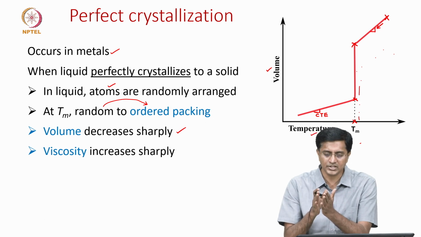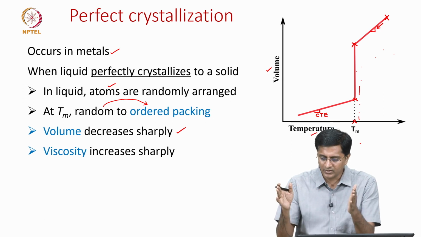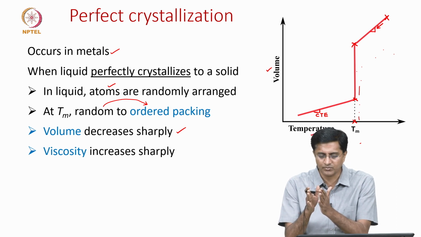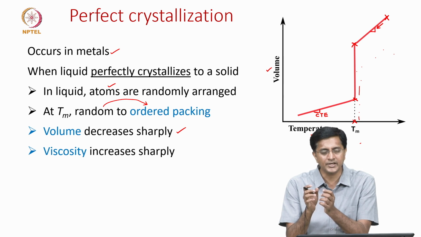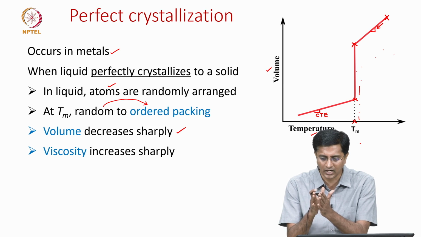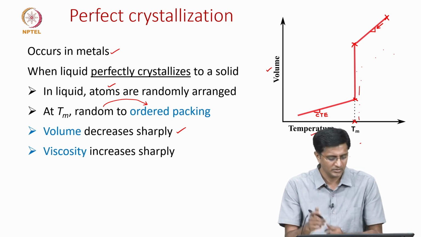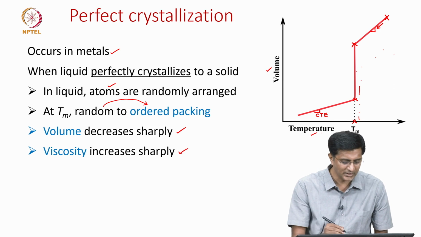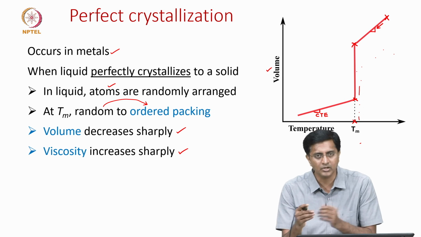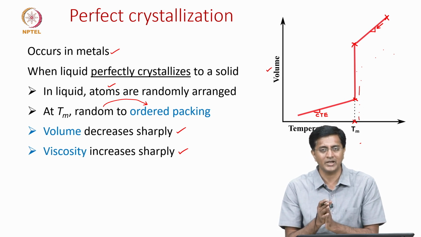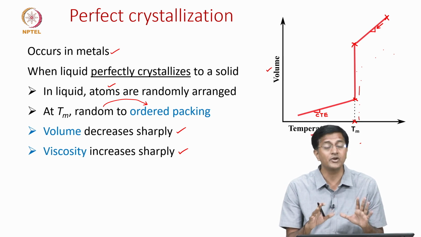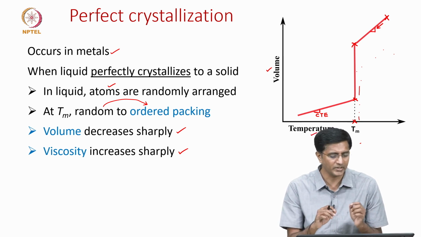We said viscosity is the resistance to flow, but when we have this ordered state of crystallinity, flow is difficult, because once the atoms are close by, there are interatomic or secondary forces which bind them together. So, it is hard to move them apart. That is the reason why the viscosity increases sharply, by a very huge value, just before and after the melting point temperature. This should give you an idea about how perfect crystallization occurs, which is common in metals.